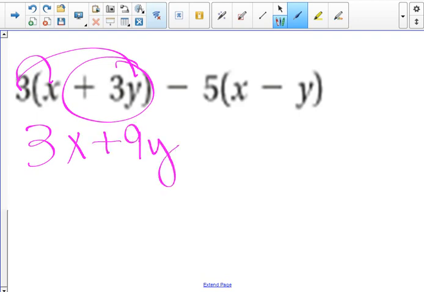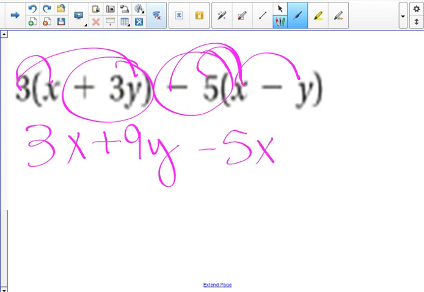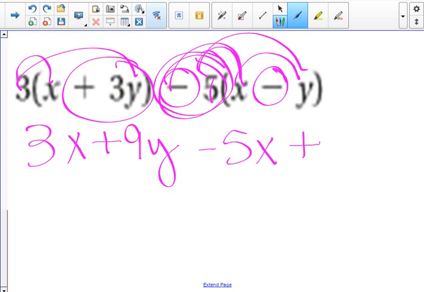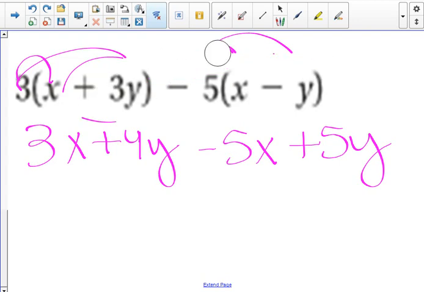Is everybody with me to there? All right, so the next step is to take this negative 5 and distribute that to these two terms. So negative 5 times x becomes negative 5x, and then negative 5 times negative y, well, negative times negative creates a positive, and 5 times y is 5y. Okay, so is everybody with me to there? Any questions about any of these so far?